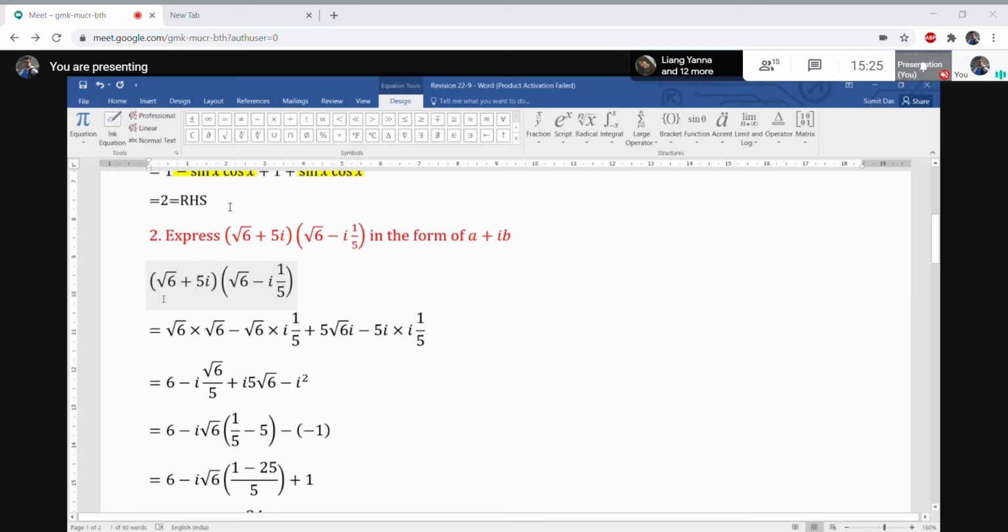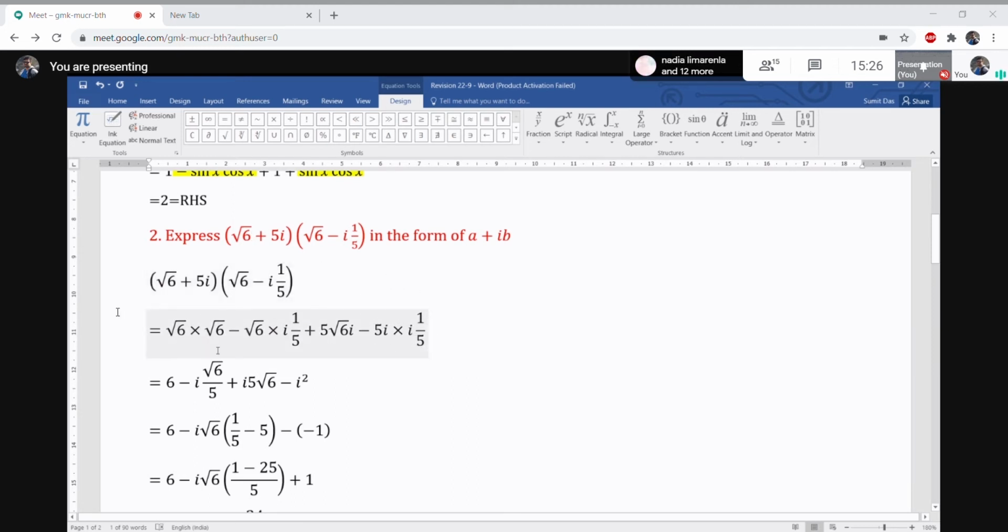So you can see here root 6 plus 5i into root 6 minus i into 1 by 5. What we have to do: first multiply root 6 into root 6 here. Then root 6 into minus i into 1 by 5 here. Then 5i into root 6 here, so it will be 5 root 6 i. And then 5i into minus i into 1 by 5.